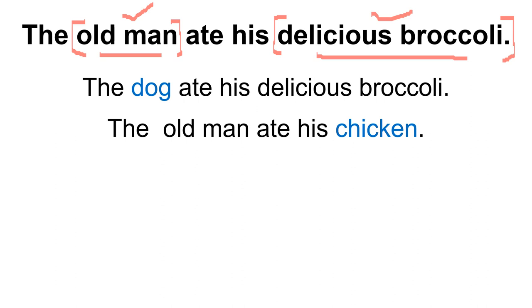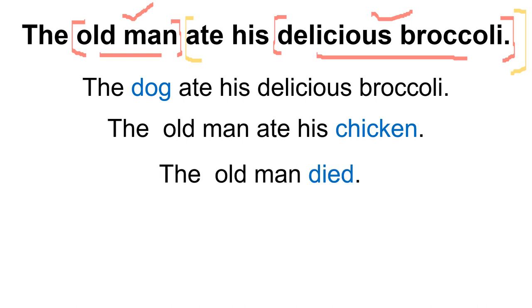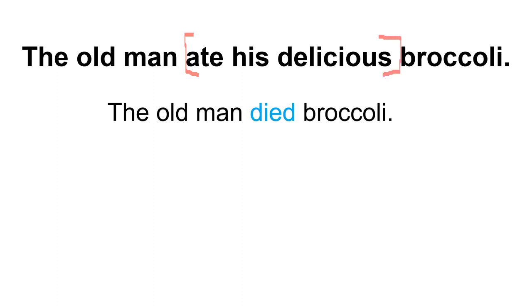So what else can we do here? Well, we can check ate his delicious broccoli. We know that ate his delicious broccoli is a verb phrase. Therefore, if it is a constituent, we can replace it with one verb, died. Because we can replace the whole thing with died, that means ate his delicious broccoli is a constituent. Let's do something that is not a constituent. Let's try ate his delicious. Can we replace that with something? The old man died broccoli. Doesn't make any sense, right?